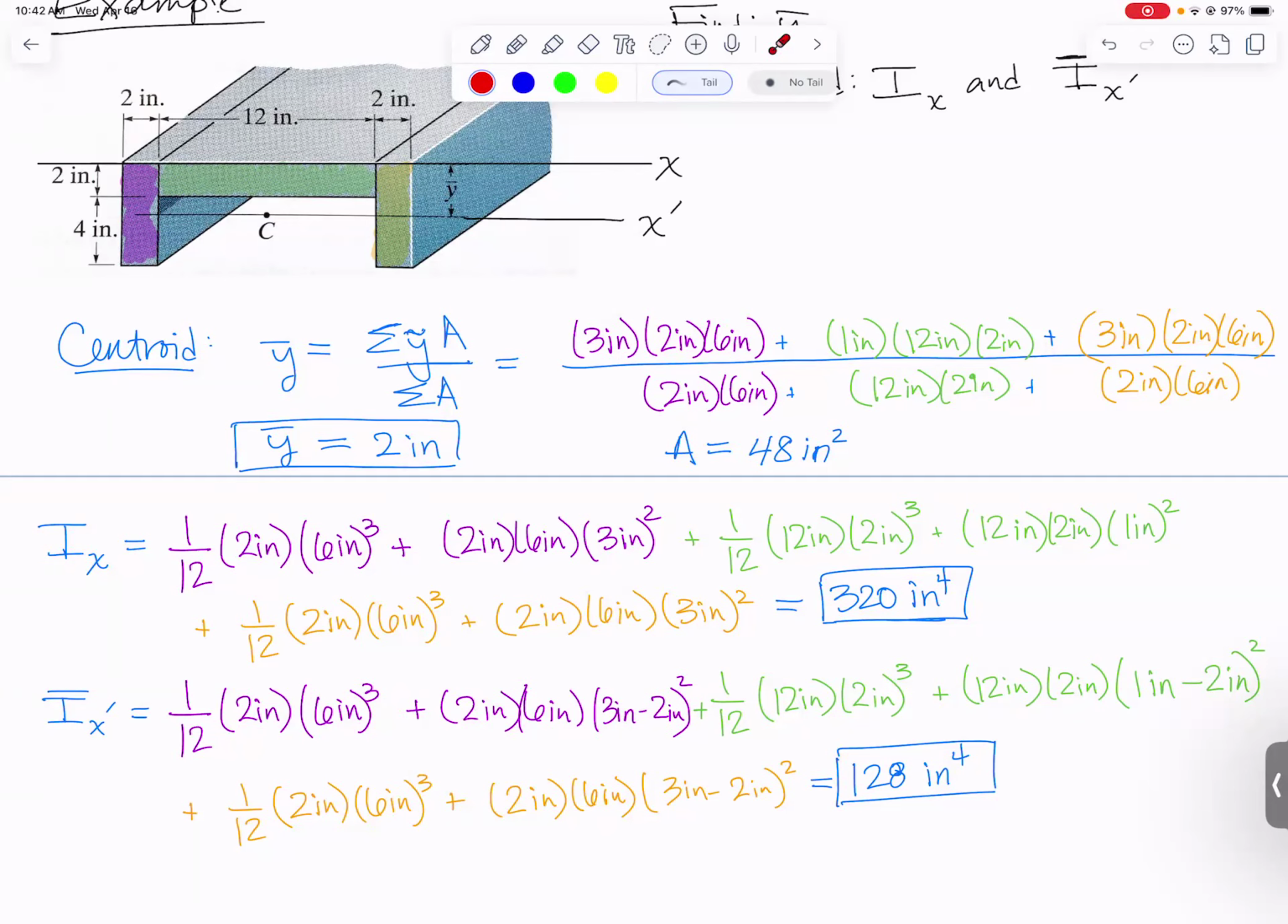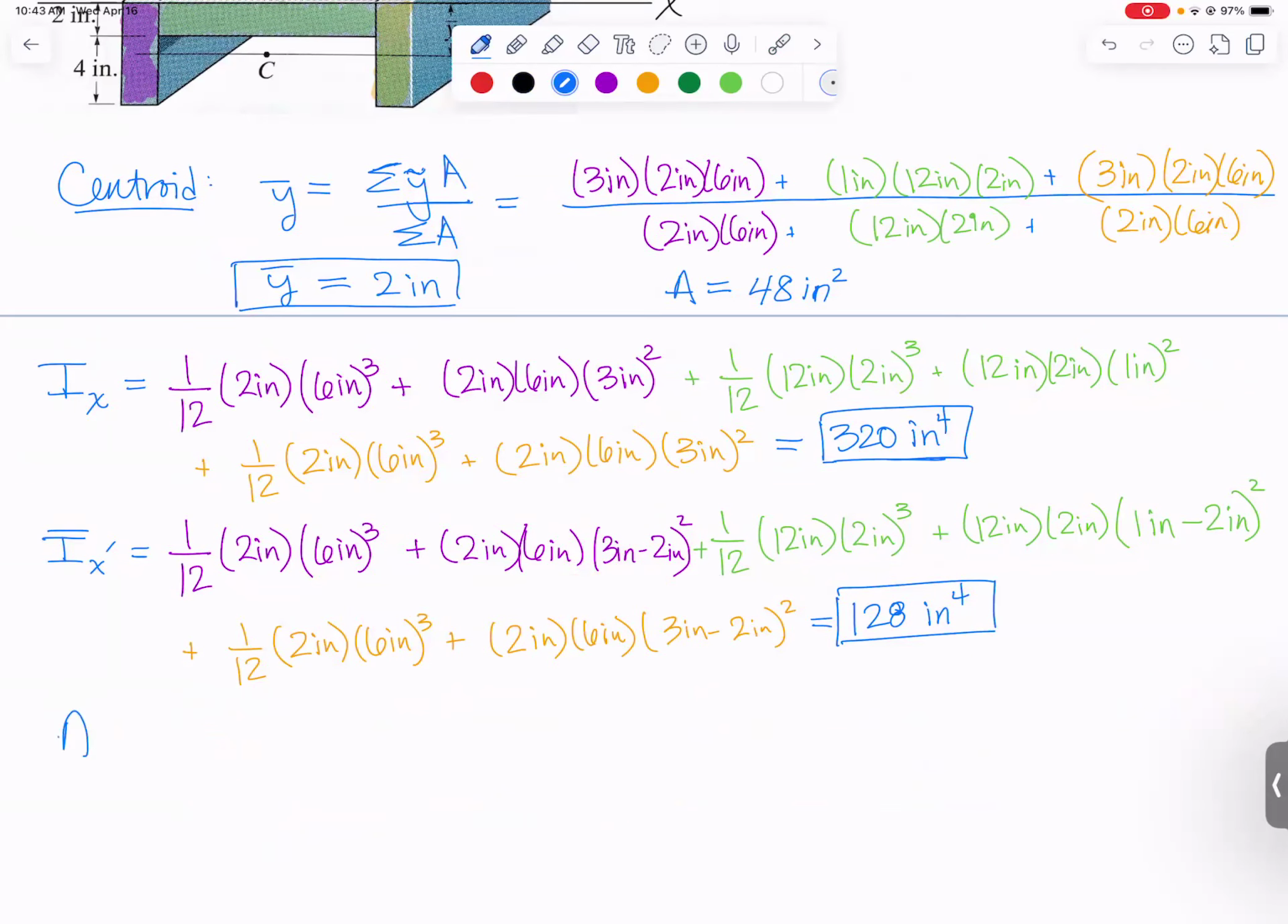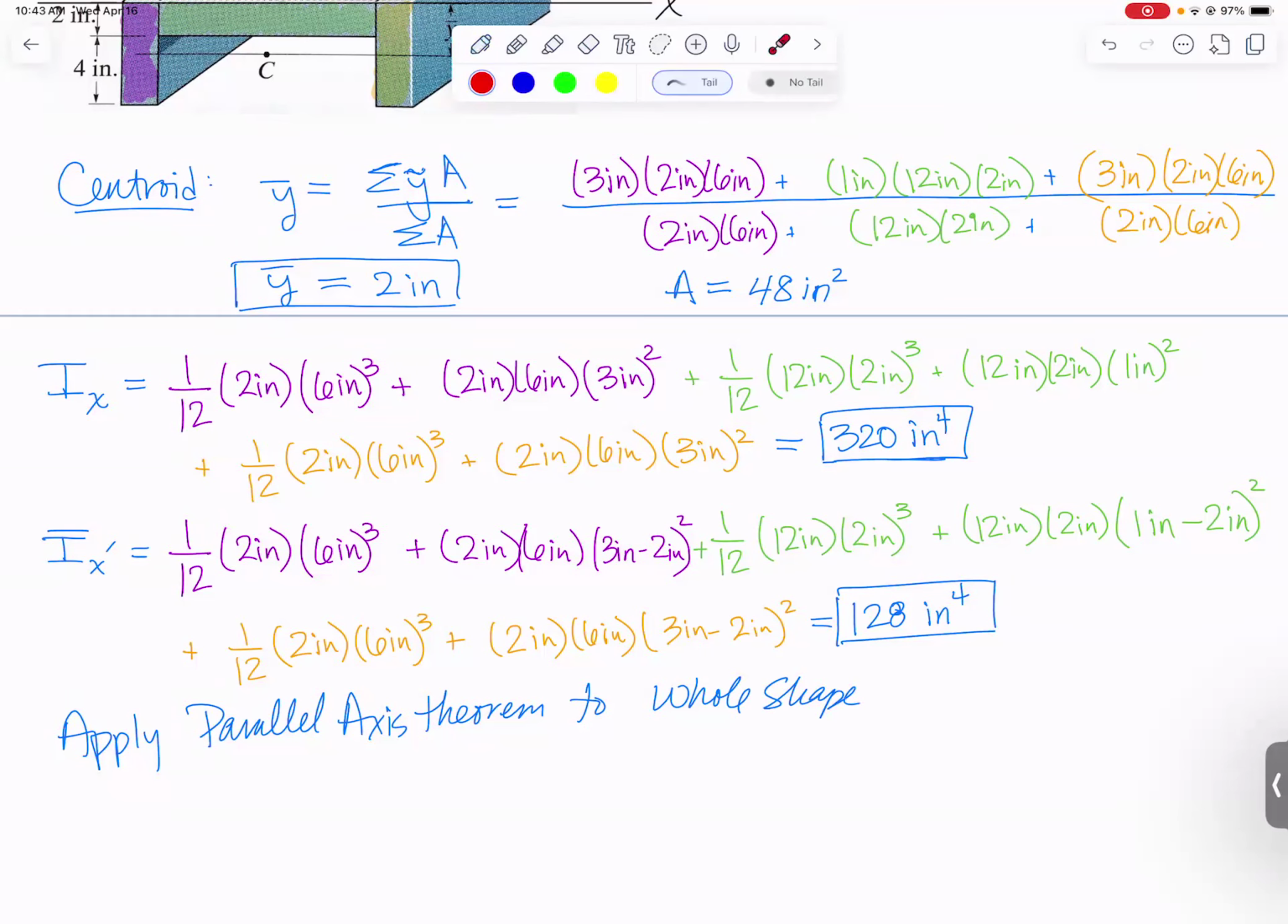But I want to show you a shortcut to get this answer. We could actually instead apply the parallel axis theorem to the whole shape. So every one of these colorful combinations is using the parallel axis theorem. For the purple rectangle, I knew the centroidal moment of inertia. I add Ad squared, and I get, for the purple rectangle, its moment of inertia about this x-axis. Repeat for the green rectangle. Repeat for the orange rectangle. So we just use the parallel axis theorem applied to each individual shape.